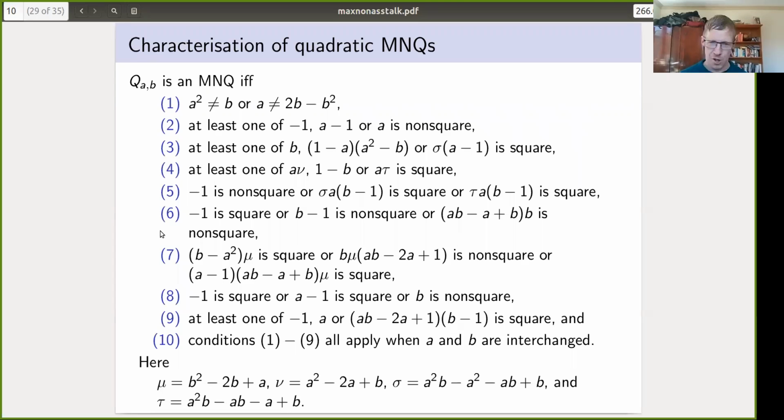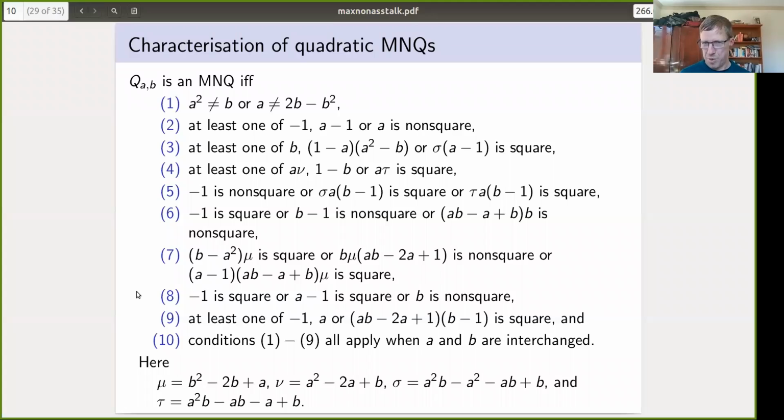You find that the conditions that will give you a maximally non-associative quasigroup, if you start with a quadratic orthomorphism on A and B, are these. So it's not particularly pretty, but you can do it. It looks like you've got 10 conditions. Actually, you get down to the bottom and you realize you've got 18, because you go through 1 to 9 and then you go through them again with A and B interchanged.